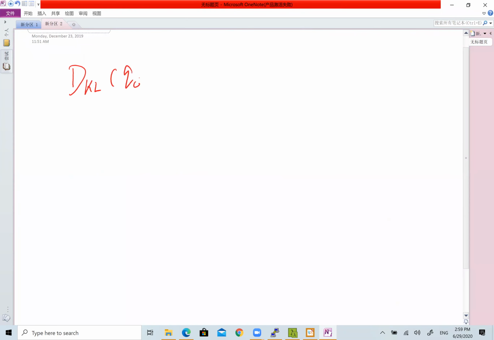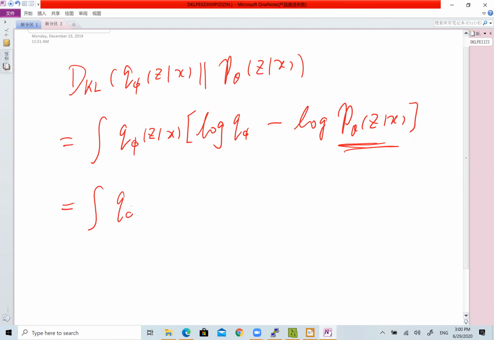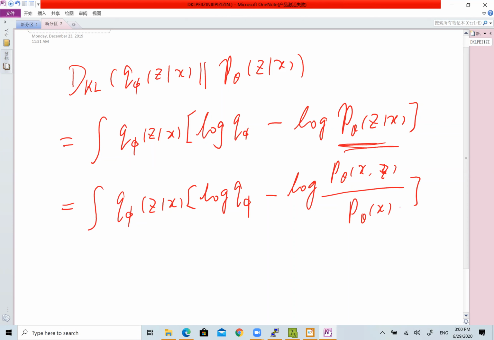We calculate q phi z given x with the real posterior distribution function. By definition, this is what? This is the integration over q phi times log q phi minus log real posterior, right? And here the posterior is always intractable. So we always use the Bayes theorem to transform it into something we at least have access to. So we transform this to be what? To be the joint distribution function p theta of x, z, right? This equals this according to the Bayes theorem, right?